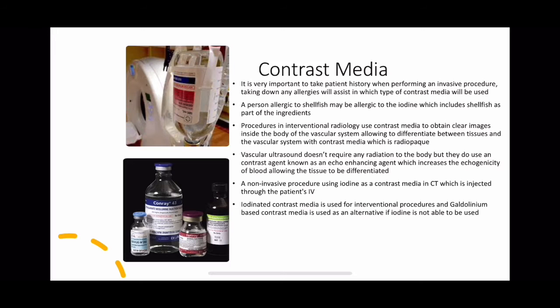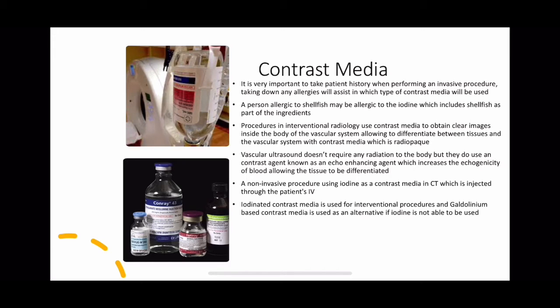It is very important to take patient history when performing an invasive procedure. Taking down any allergies will assist in determining which type of contrast media will be used. A person allergic to shellfish may be allergic to the iodine, which includes shellfish as part of the ingredients.